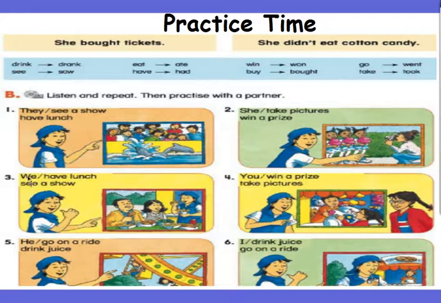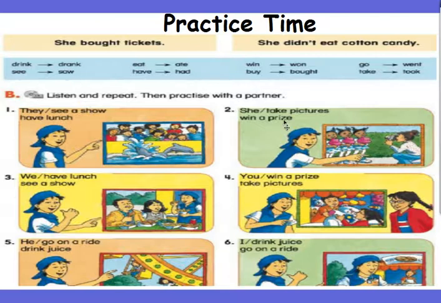Number 3. The past of have is had. We had lunch. We didn't see a show. You won a prize. You didn't take pictures. He went on a ride. He didn't drink juice. I drank juice. I didn't go on a ride.